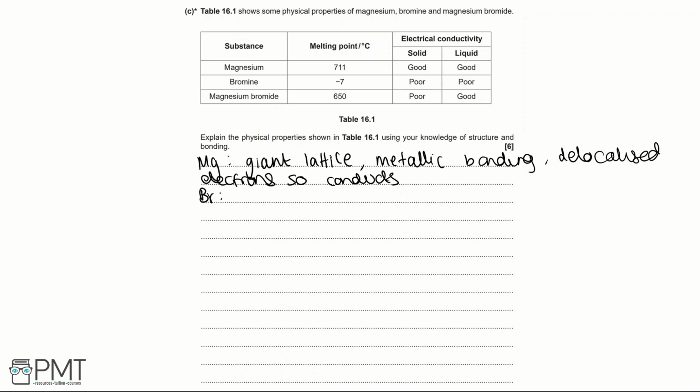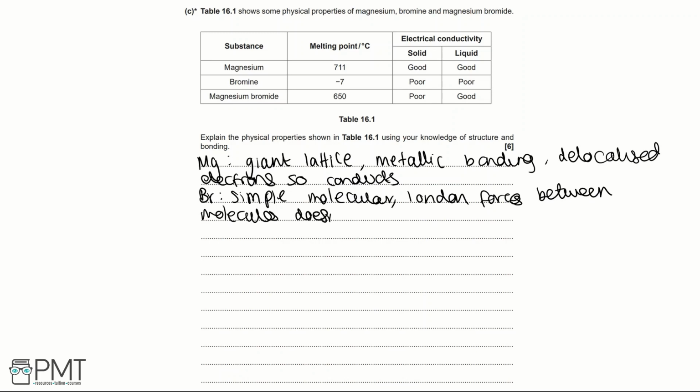Then if we start to look at bromine, so bromine, its structure is simple molecular. So this means it's held together with London forces between the molecules, and it can't conduct, which we're told in table 16.1 because it's a poor electrical conductor as a liquid and a solid. Finally, if we move on to look at magnesium bromide, so starting again with its structure, magnesium bromide has a giant lattice structure and it's ionically bonded, which we covered in a previous question.